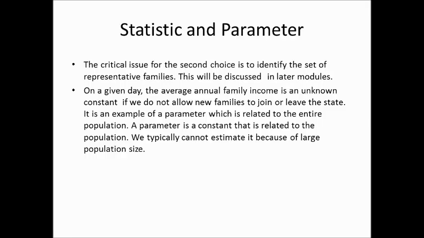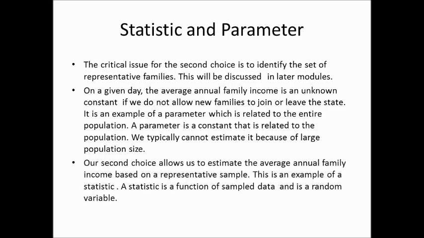Now, here's an important point to remember. On a given day, the average annual family income is an unknown constant if we do not allow new families to join or leave the state. This is an example of a parameter, which is related to the entire population. Average family income in a state is a parameter, which is a constant at any given point in time. We typically cannot estimate it because of large population size. That is the major problem.